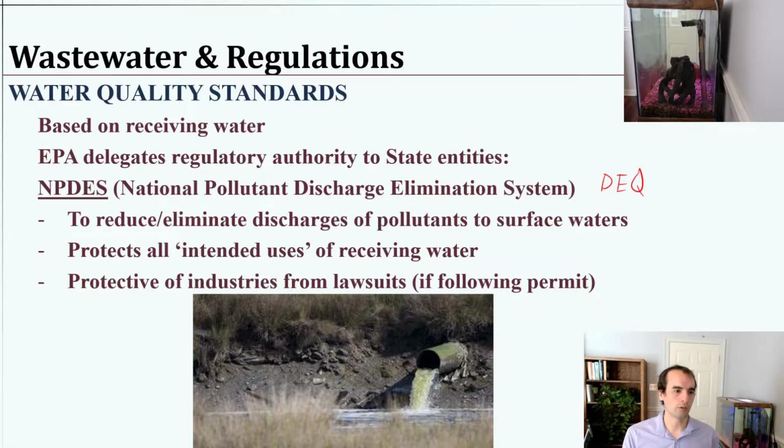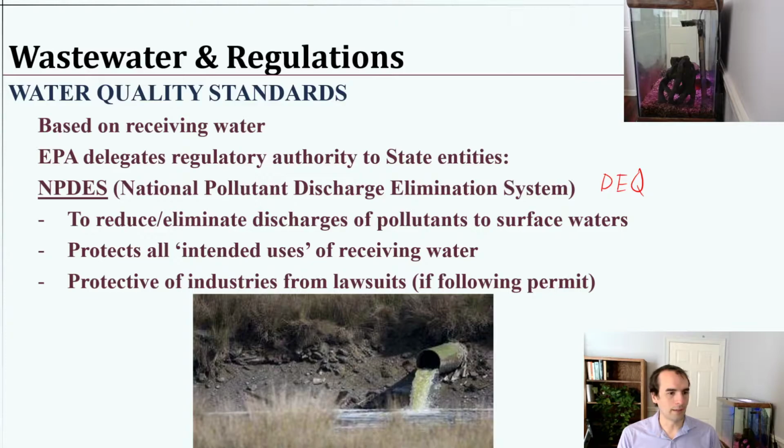Even if you don't want to use the bayou to swim in, maybe your neighbor does, right? We don't want to structure our society in a way where you can ruin that for your neighbors. So when you think about an industry discharging a pollutant, if they have a permit, essentially like a license, right? They have a license to discharge.